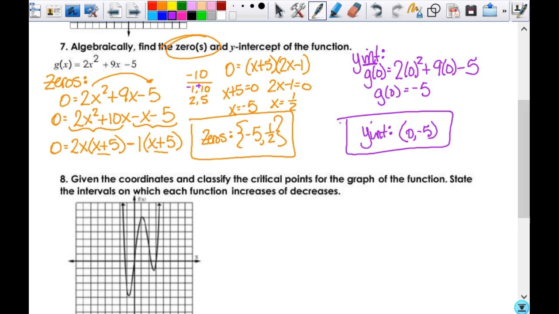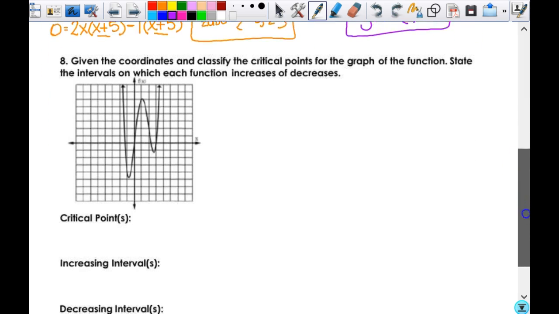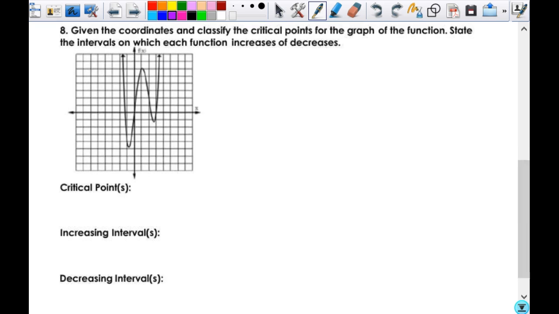Okay, so number 8 says give the coordinates and classify the critical points for the graph of the function. State the intervals on which each function increases or decreases. So these aren't exactly on grid lines, so we're going to estimate, because we're not going to worry about getting the calculators out for something like this.